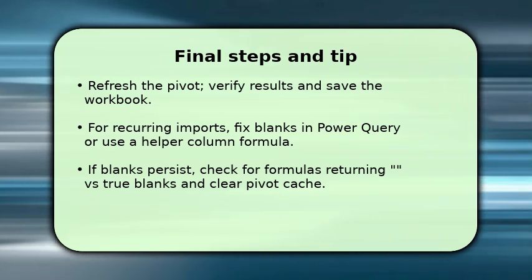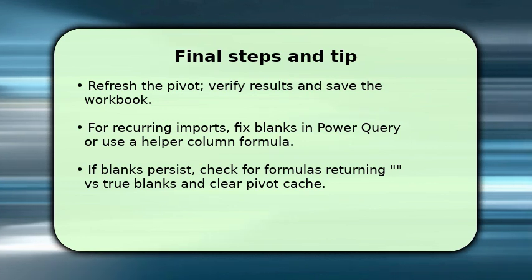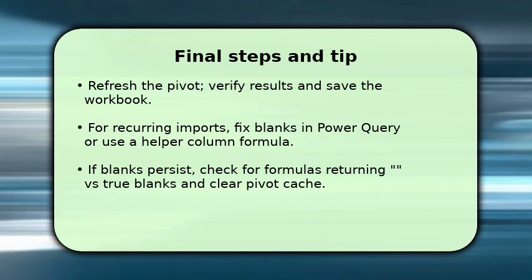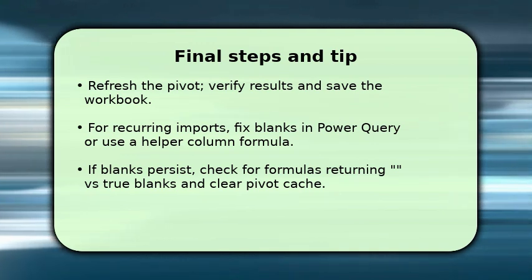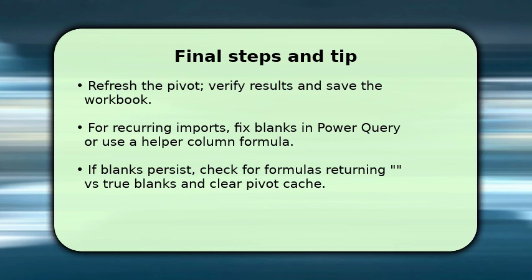For repeat data loads, remove blanks in Power Query or add a helper column formula like equals IF, TRIM, A2 equals blank, "Missing", A2, so incoming blanks are normalized. If you still see blanks, make sure the source doesn't contain formulas that return an empty string, and clear the pivot cache or change the show items with no data setting. This troubleshooting step fixes it.